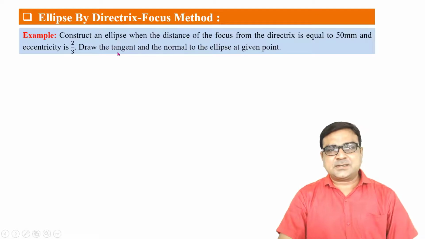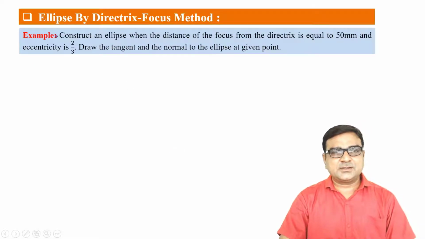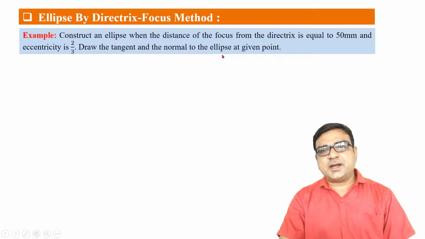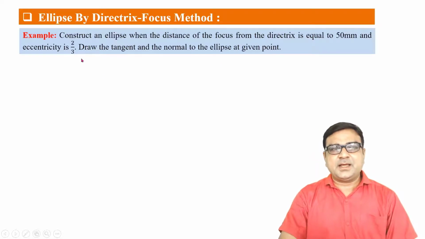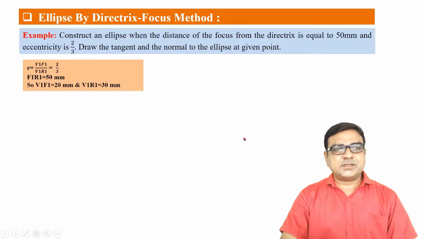Now let us draw one ellipse using the directrix and focus method. Our data is like this: construct an ellipse when the distance of the focus from the directrix is equal to 50 mm and the eccentricity is 2 by 3. Draw the tangent and normal to the ellipse at given points. In the data we have given the eccentricity 2 by 3, meaning the ratio of vertex to focus by vertex to directrix is 2 by 3, which is less than 1.